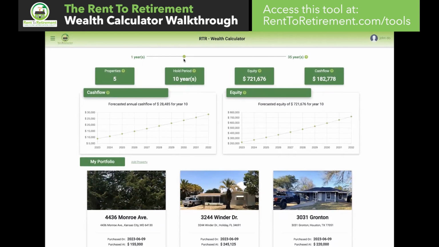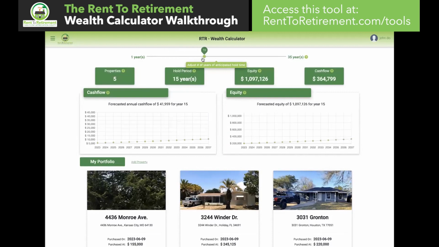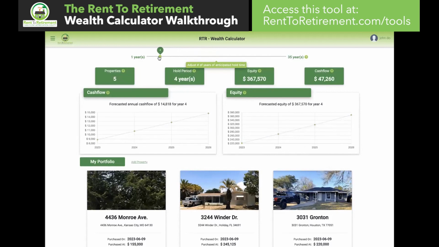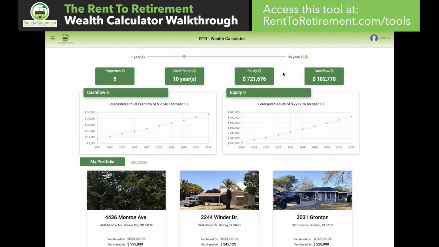Right here, the default is 10 years that you've held them for. But certainly you can scroll this and really look at over what period of time you'd like to see. So we know that pro forma is our evaluation of the first year, but we can obviously stretch this out to be future years if we'd like to see what a future projection looks like. So we'll go ahead and look at 10 years. And then this is cumulative equity. And this is cumulative cash flow over a 10-year period across these 5 properties.